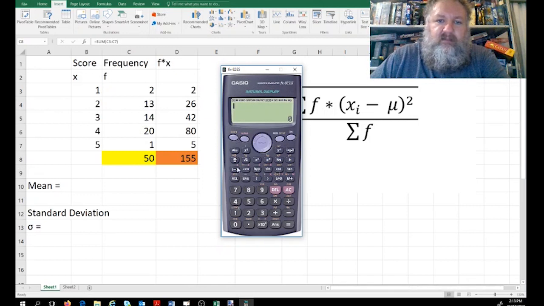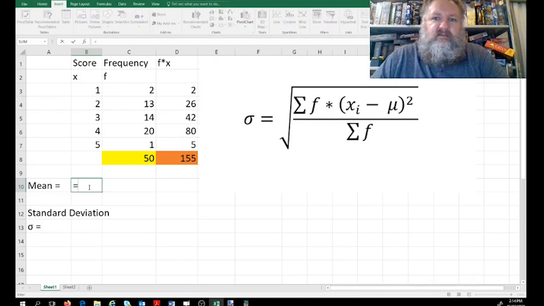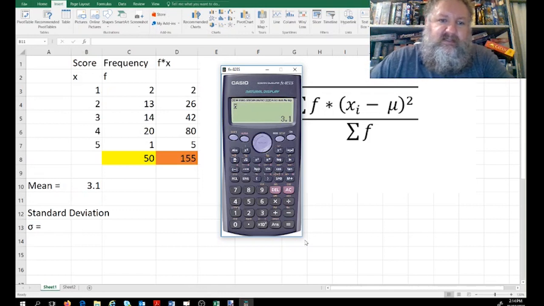What about the mean? We hadn't actually worked that out yet. In the statistics there, it's the second value here, the x bar. And the average is 3.1 of all of this data. So how would we work out the data here in Excel? Well, the mean would be equal to the fx, the frequency times the score, divided by the number of frequencies that there are. And look at that, 3.1, just like our calculator said it should be.